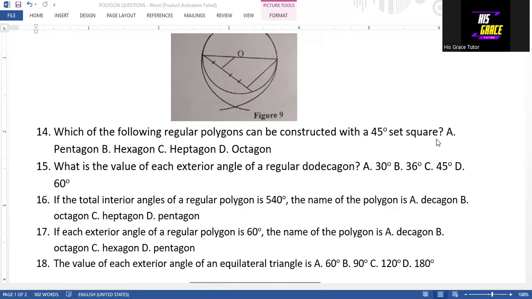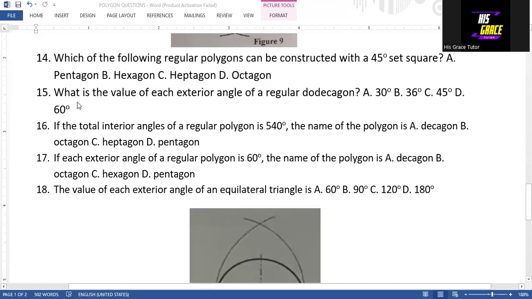Then question 14 says, which of the following regular polygons can be constructed with a 45-degree set square? So the answer is octagon. We have treated something similar to this before. So the answer is option D, an 8-sided polygon. That is octagon, the one that we construct with the use of a 45-degree set square.